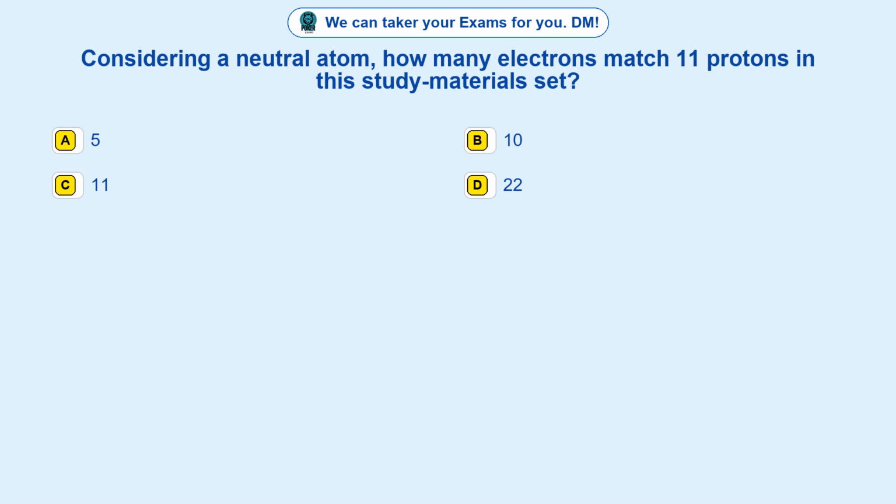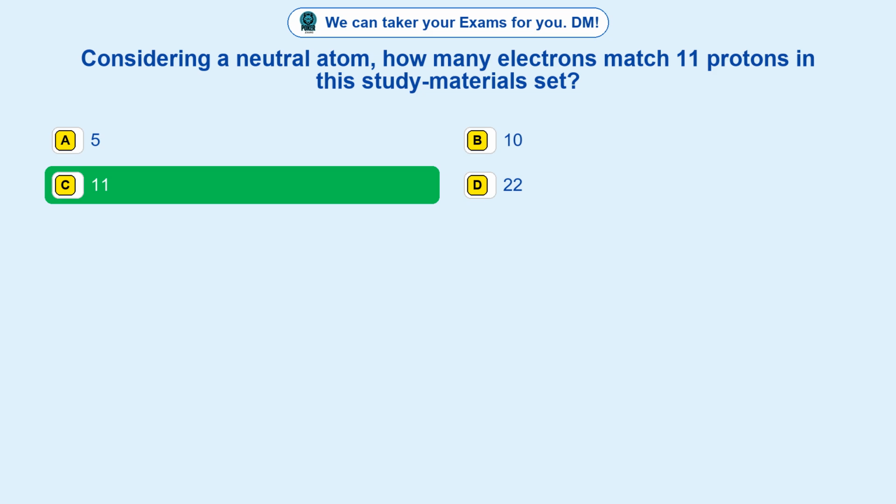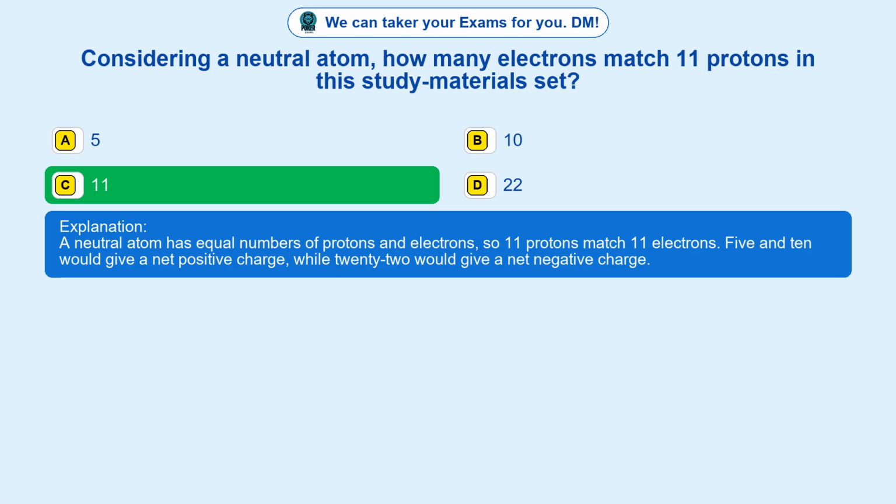Question 32. Considering a neutral atom, how many electrons match 11 protons in this study materials set? Option A, 5. Option B, 10. Option C, 11. Option D, 22. The correct answer is option C. 11. A neutral atom has equal numbers of protons and electrons, so 11 protons match 11 electrons. 5 and 10 would give a net positive charge, while 22 would give a net negative charge.